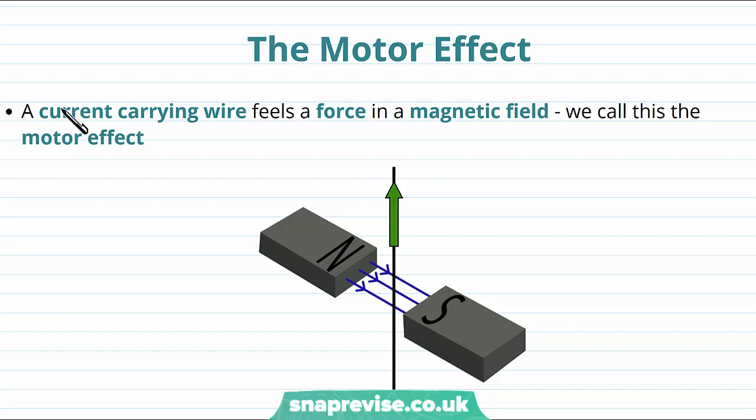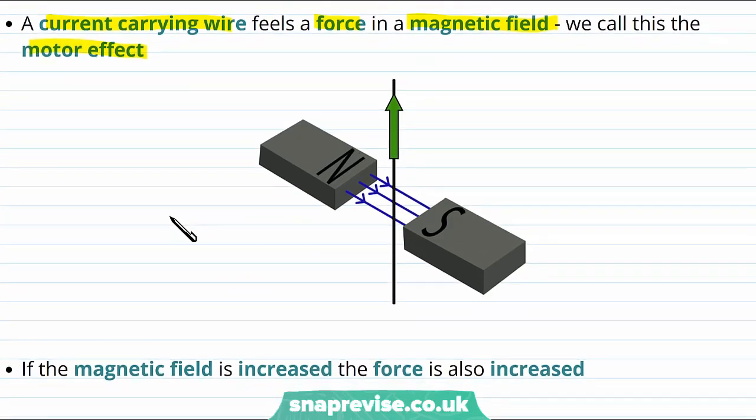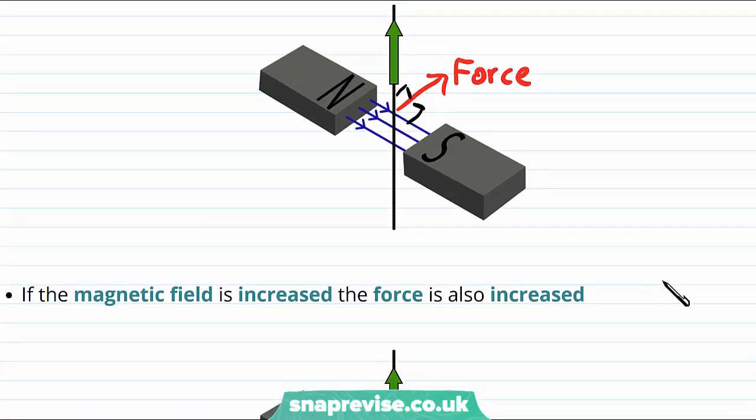We've learnt that a current carrying wire feels a force when it's in a magnetic field, and this is what we generally call the motor effect. As we saw on the previous page, the force turned out to be perpendicular to both the current and the magnetic field. So let's first show here it is perpendicular to the current, and then also perpendicular to the magnetic field. So when we put a wire in a magnetic field and it carries a current, it's going to feel a force and it's actually going to move.